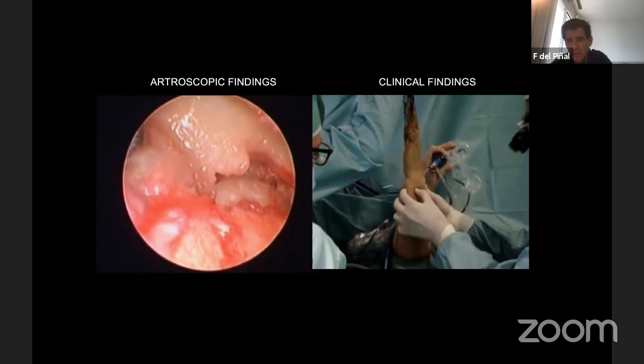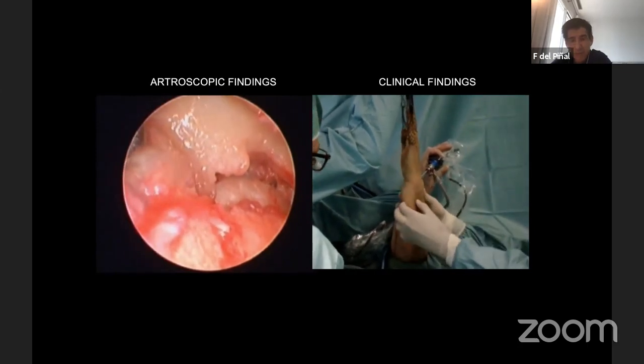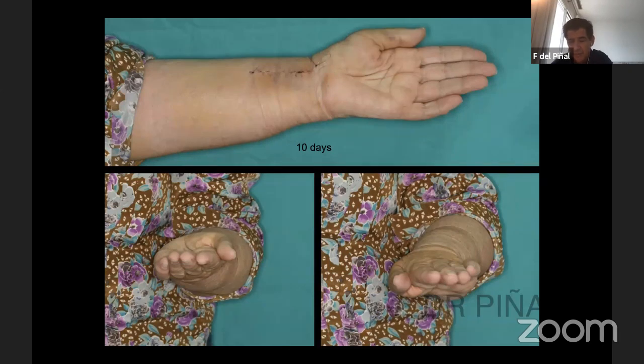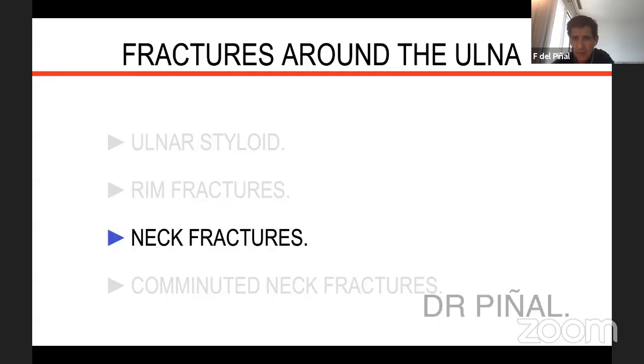We allowed her immediate range of motion. We just fixed the radius, and this is her at 10 days and she didn't have any problem. So the important thing about arthroscopy, in my view, is that it's a complement to the physical examination. If you only use physical examination, you're going to miss lots of things. But if you use the findings of arthroscopy without thinking of the clinical examination, then you are going to overtreat patients.